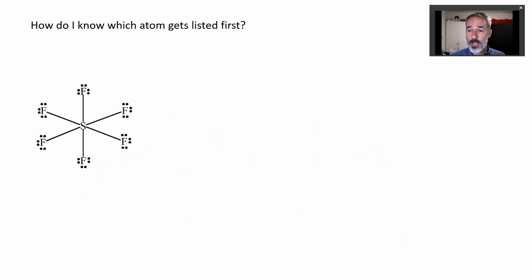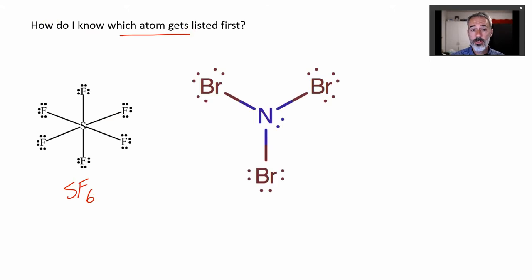All right, now there are other kinds of representations too. These are called Lewis structures, and we're going to learn how to draw them later. But you can see writing the formula for this one, not too bad. Its formula would be SF6. But you might wonder, how do I know which atom gets listed first? Well, the answer is the one in the middle gets listed first. So I want you to type in the formula for this one.